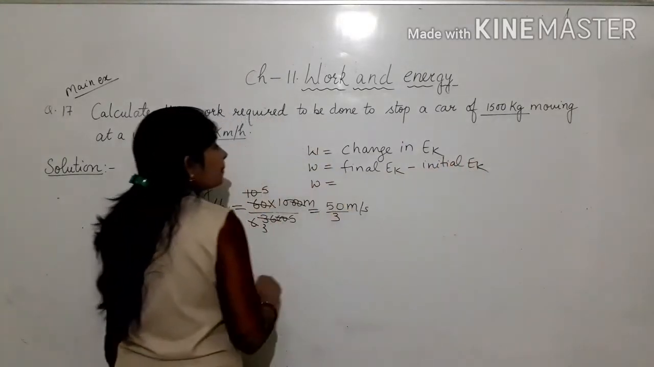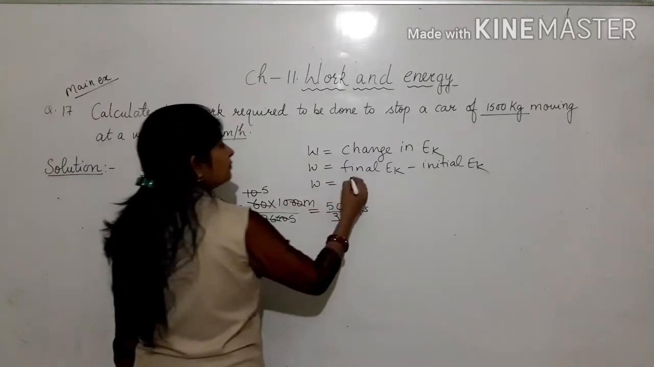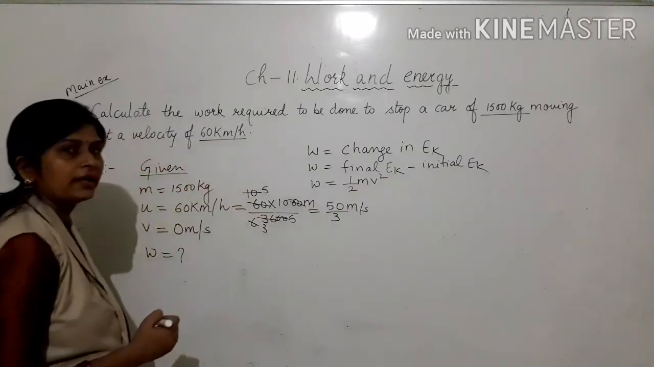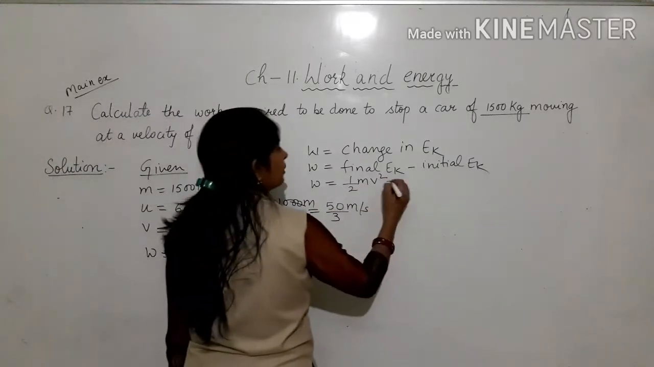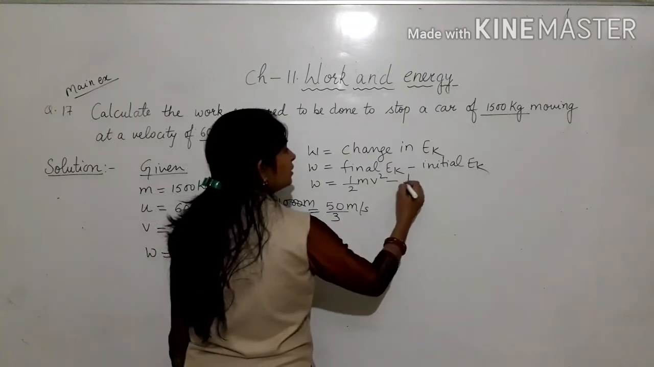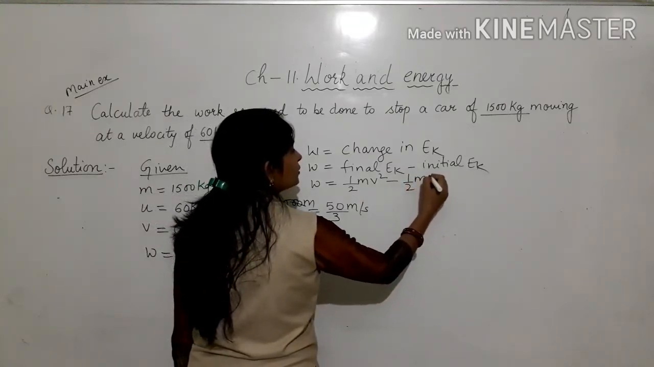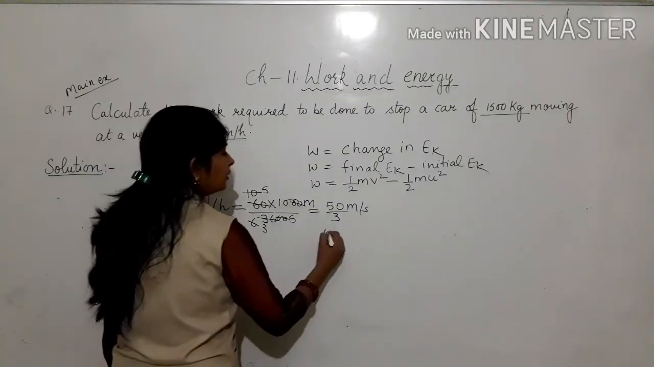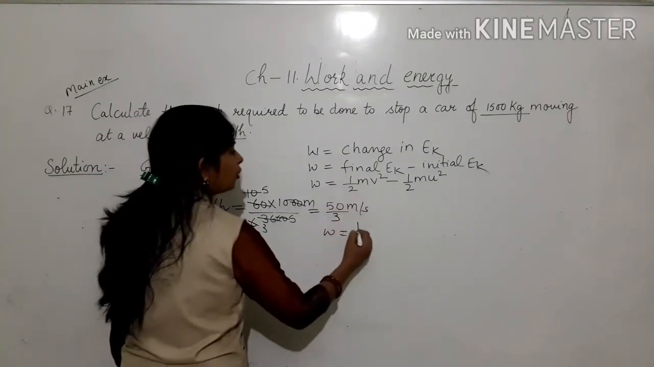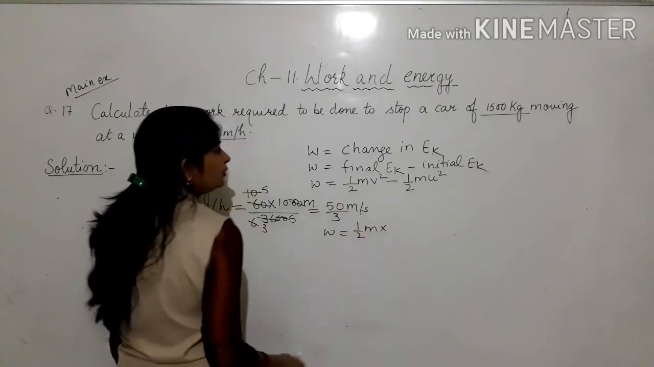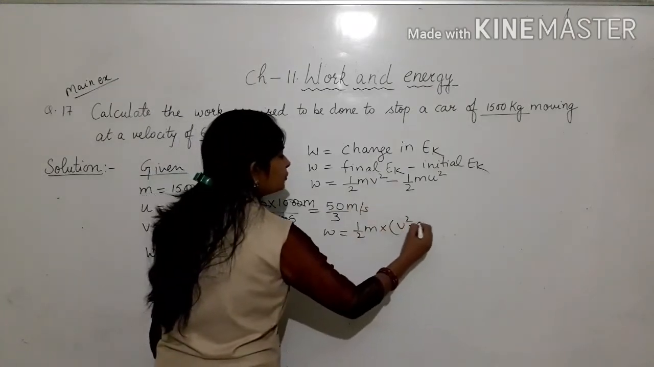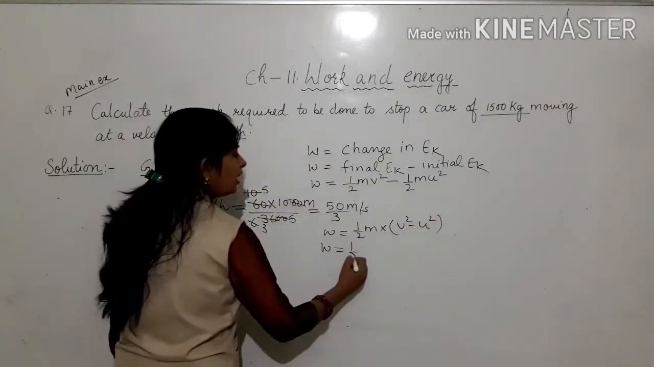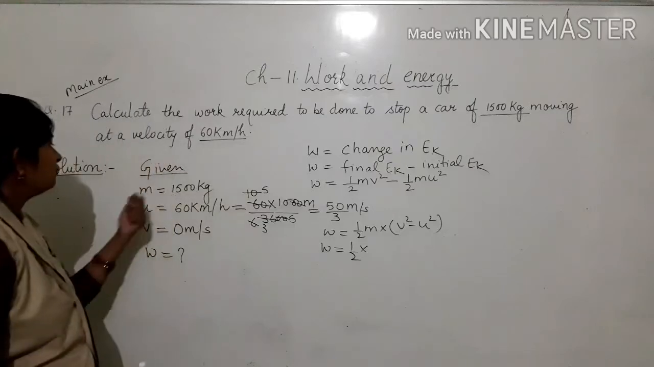Work is equal to final kinetic energy, half into mass into final velocity square, half m v square, minus initial kinetic energy, half into mass into initial velocity square, means half m u square. Now take half m common into v square minus u square in bracket. W is equal to half into m. What is m?